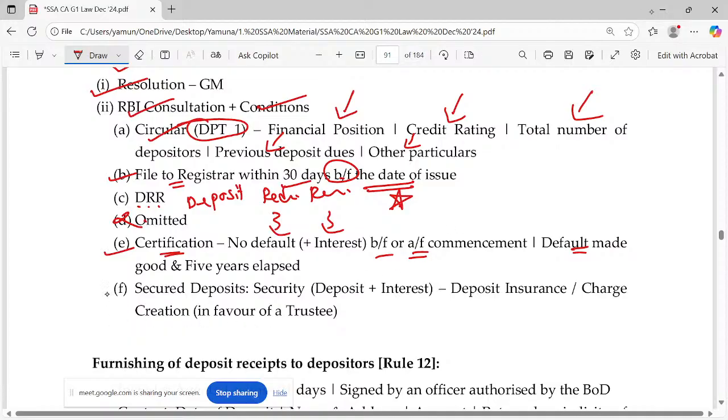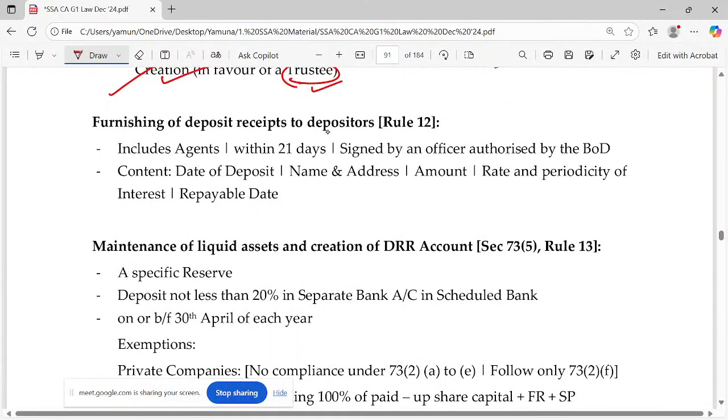Okay. Then in case you have any secured deposits now, the security should be properly created for the deposit amount and also for the interest amount, and we have to have clearly the deposit insurance also for them, and a charge should be created in favor of the trustees. Okay, these are all necessary. Furnishing of deposit receipts to depositors follows from Rule 12. So, in the topic, rules of Companies Act, simultaneously we have to travel. Okay. So, it includes agents also.